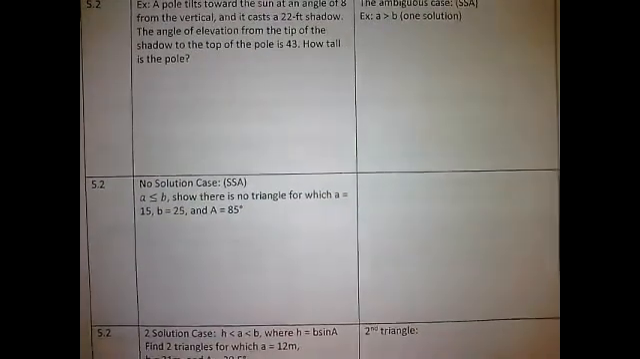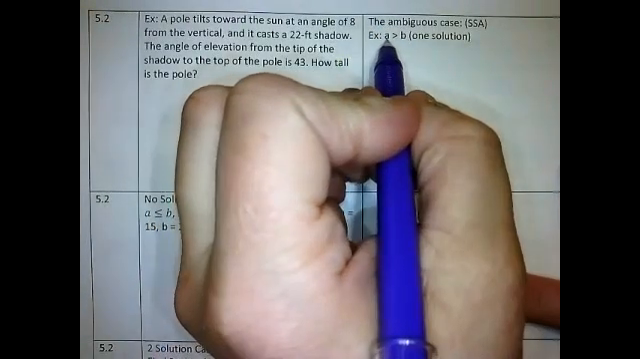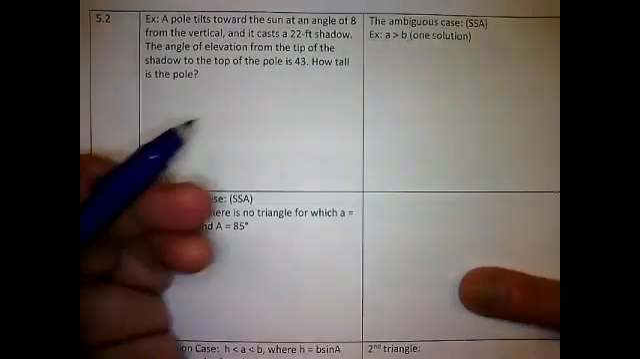However, when we're working with law of sines, we sometimes have what's called the ambiguous case. Let's take a look at some problems and how the ambiguous case, no solution case, and two solution case work. The ambiguous case means that there's only one solution. Here it says side A is greater than side B.